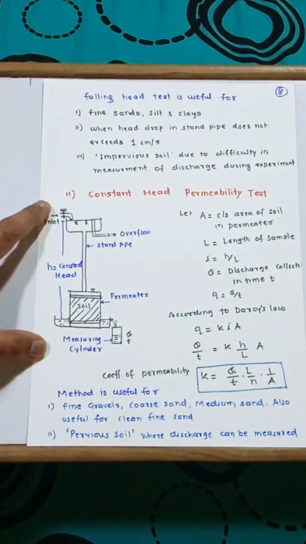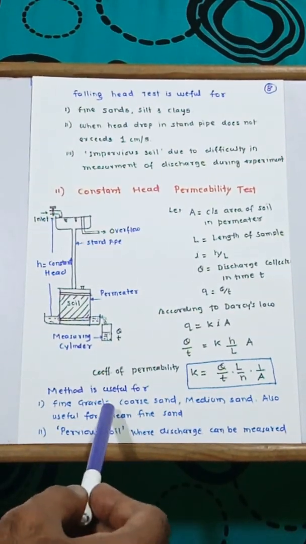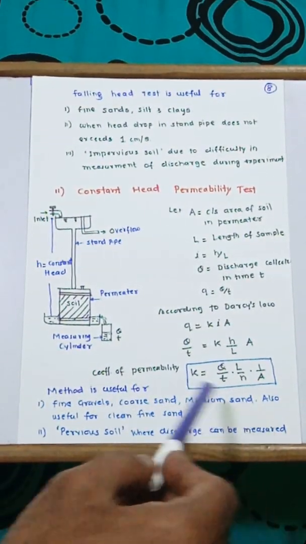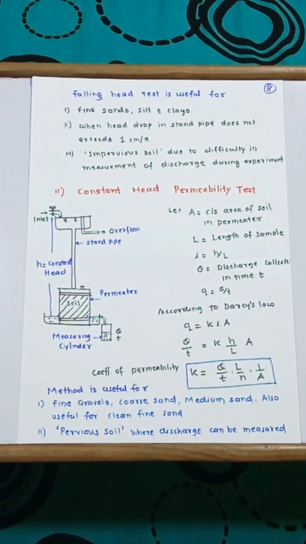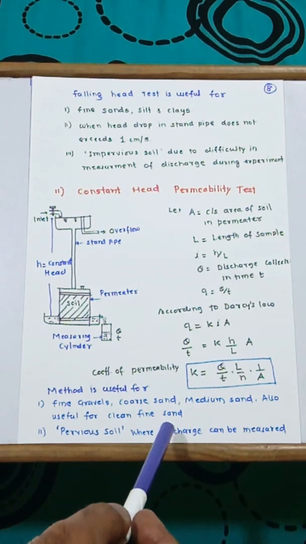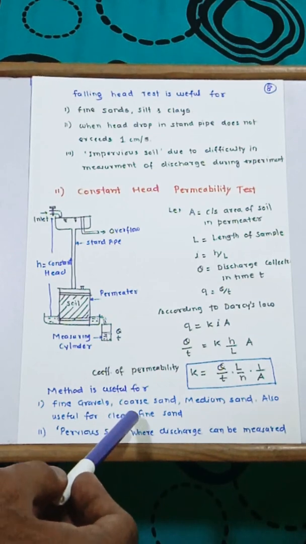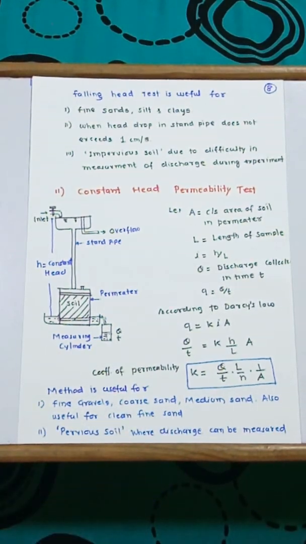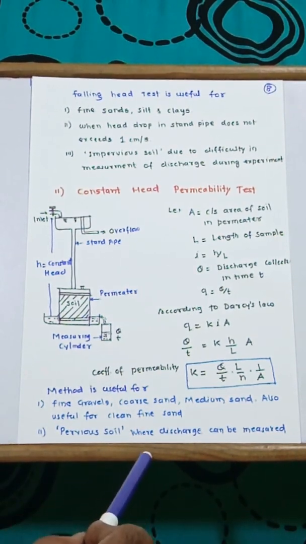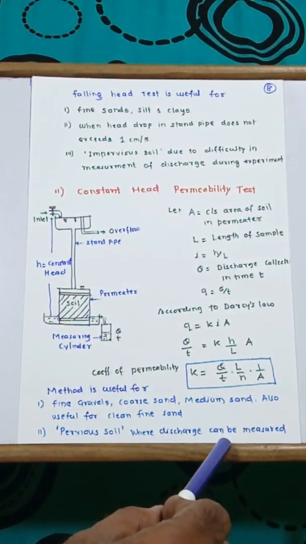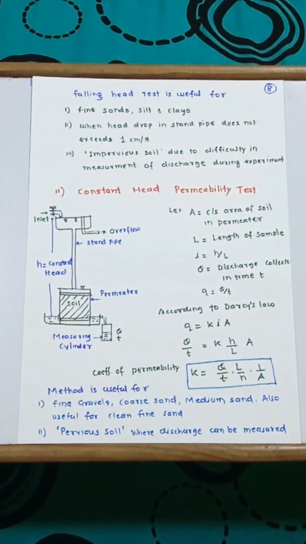So just like earlier, this method is useful for fine gravel, coarse sand, medium sand, and also for clean fine sand, where the percentage of fines, silt and clay, is less than 5%, then that also can be used to determine K. It means basically for a pervious soil where we can measure a discharge, for such soil we can use this test to determine K.